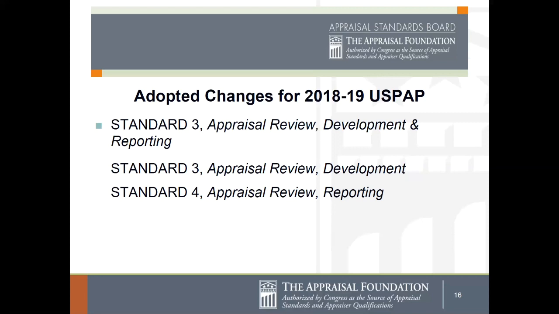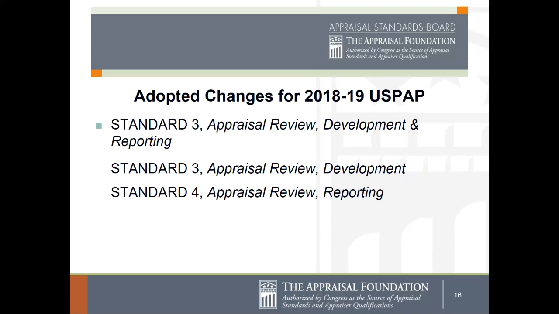I see. Okay, great. The next change is that Standard 3, what we've known for many years as appraisal review, development, and reporting, has been split into two standards. Standard 3 for appraisal review development and Standard 4 for appraisal review reporting. Why was that done, Maggie? Well, it goes along with what I just talked about on the definition.